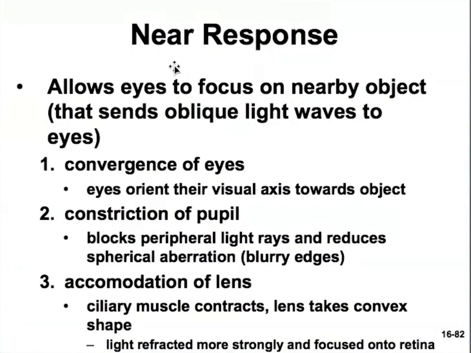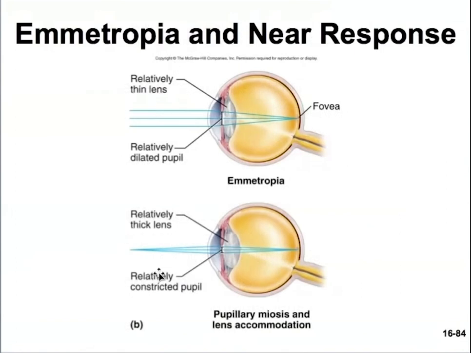Accommodation, the ability to change the shape of the lens. As objects get closer, the ciliary muscles contract and the lens takes on a more convex shape. More light is bent onto the retina. As we age, accommodation is often lost. Hence, after the age of 45, 50 years old, we will need bifocals as the ability for the lens to change shape is lost. Accommodation is about the change in the shape of the lens.